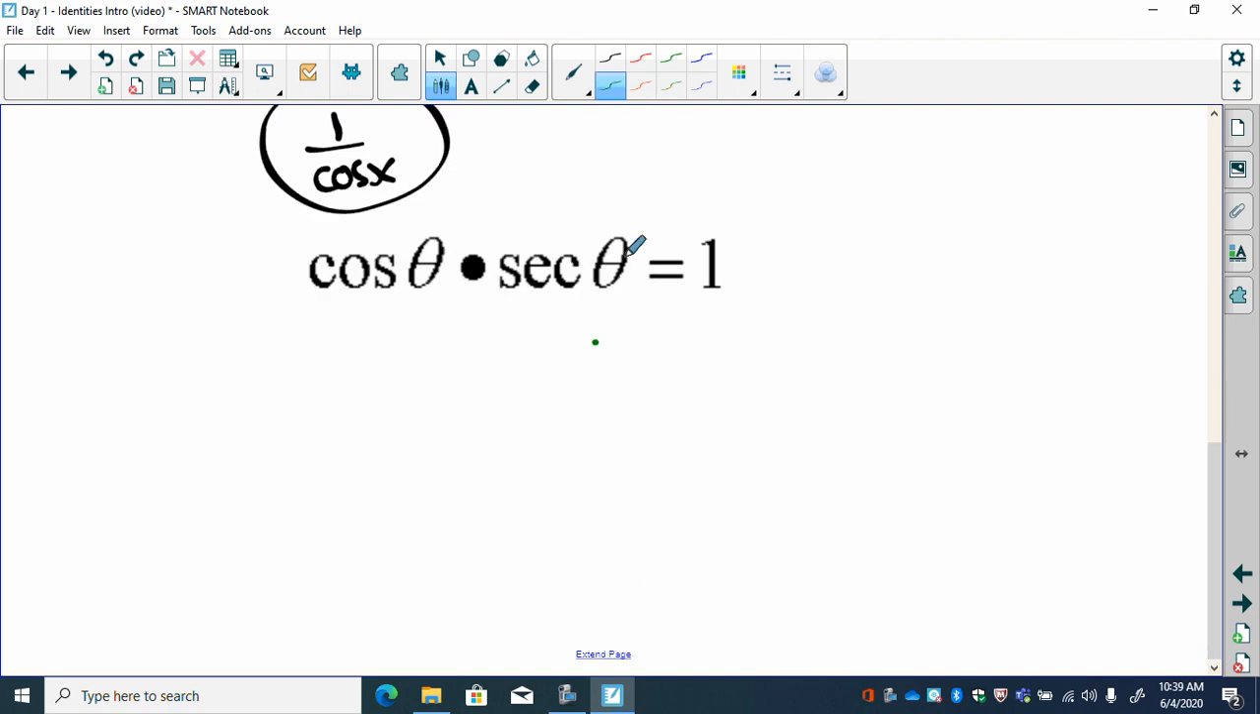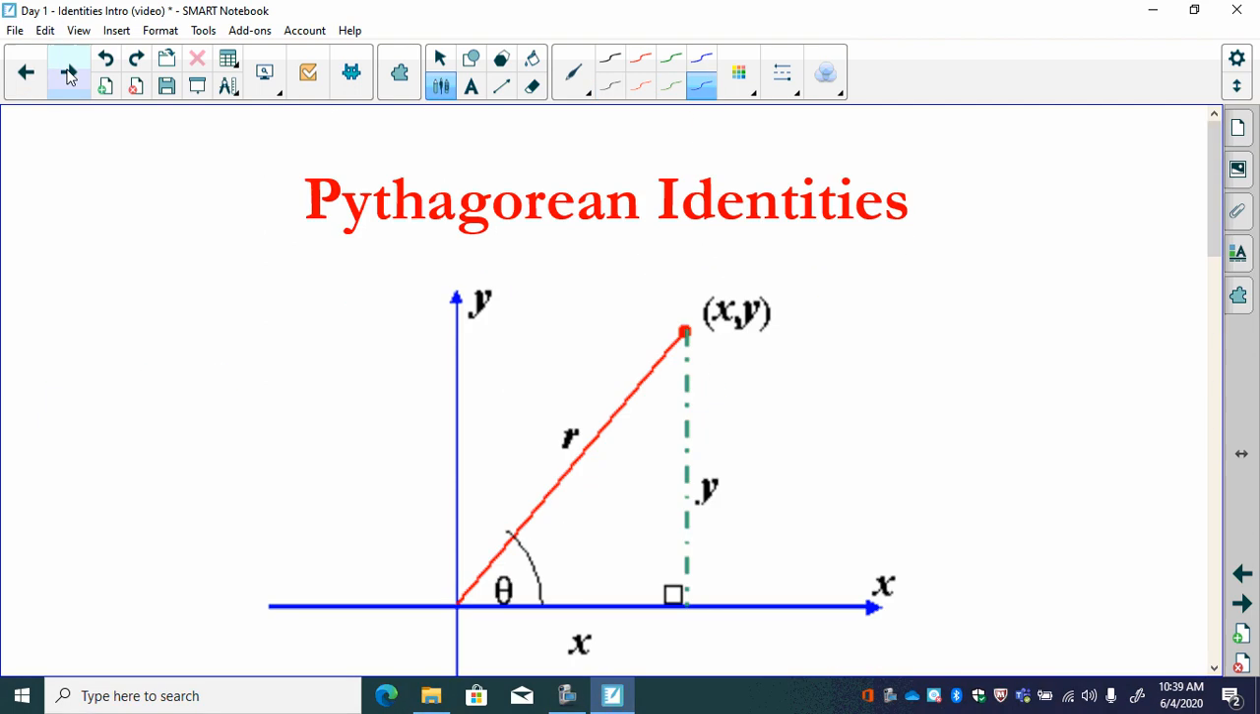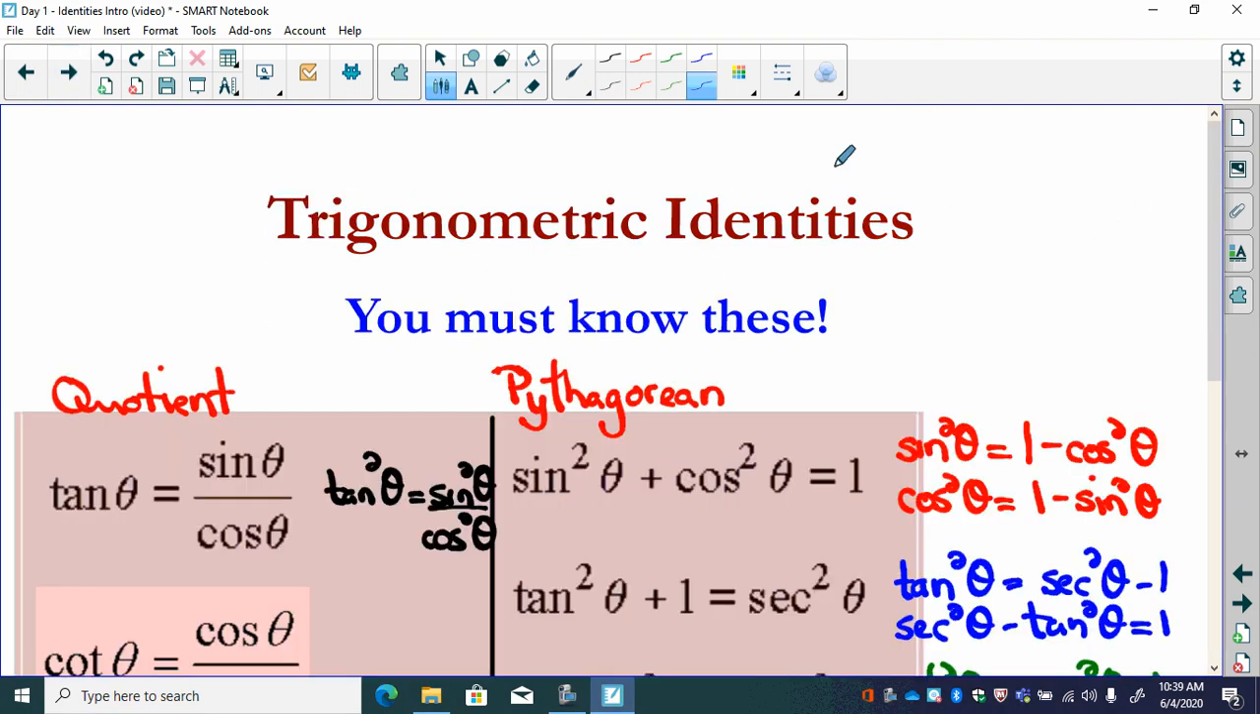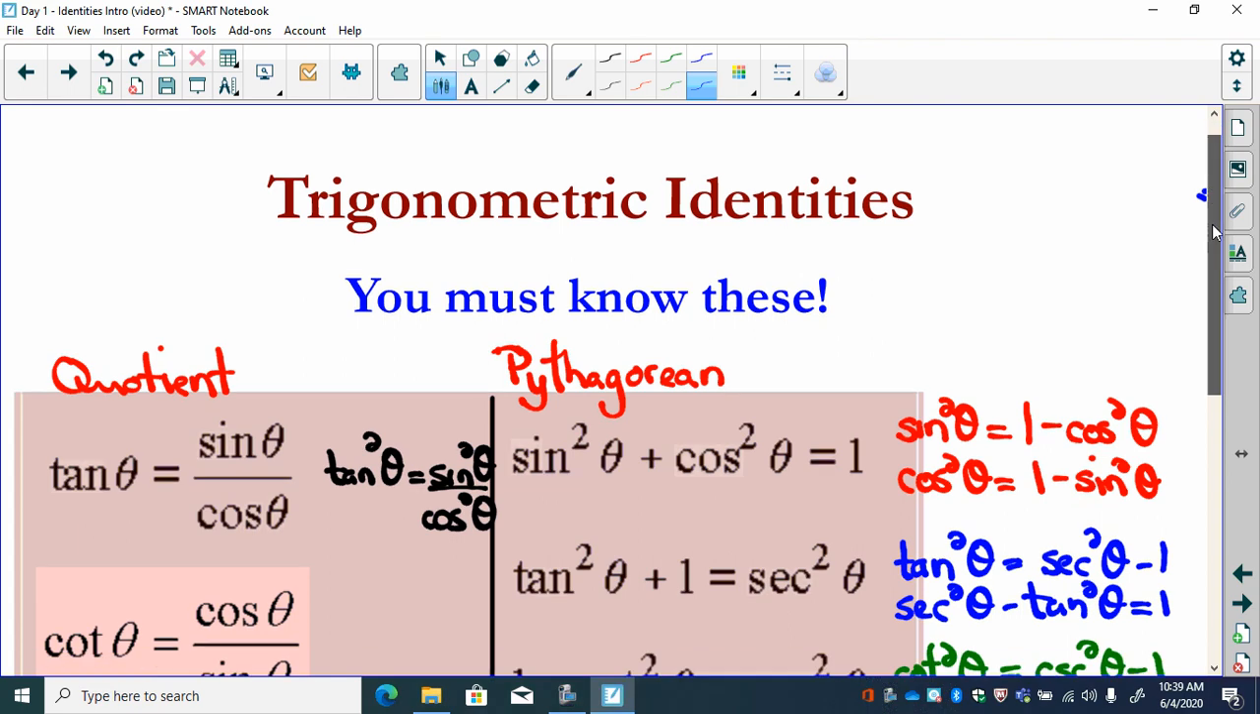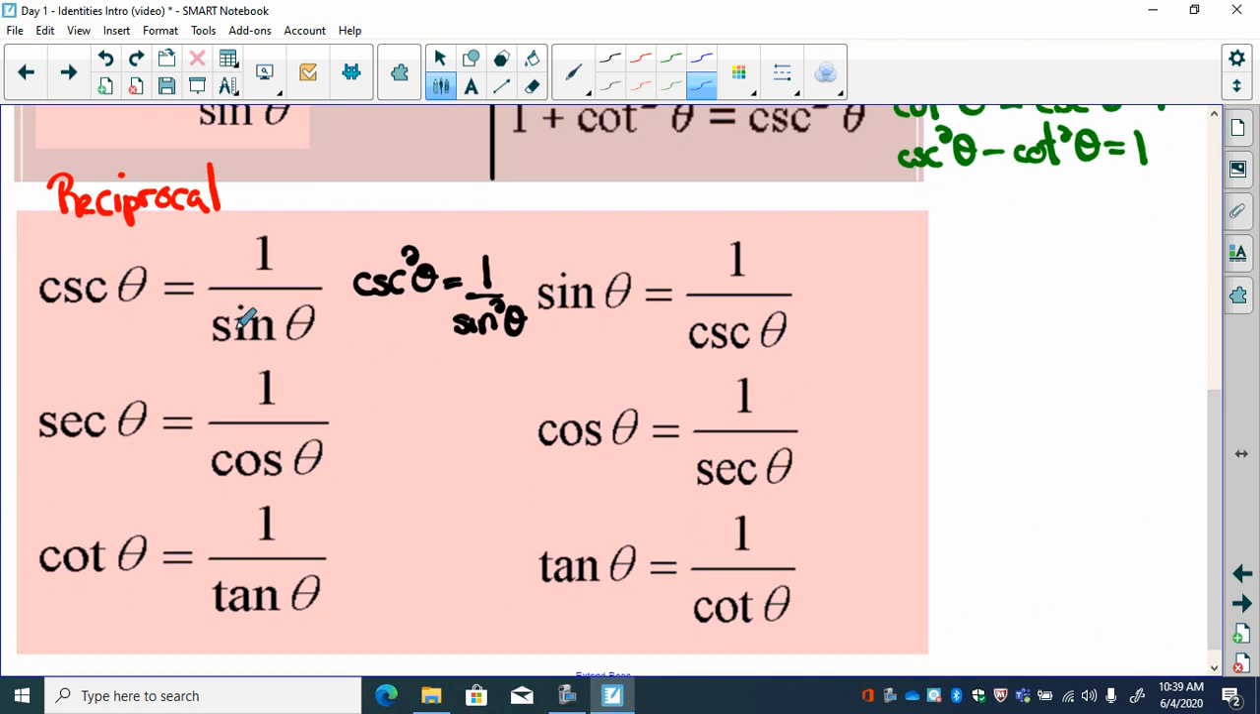Simple one here, okay? Cosine theta, secant theta, 1. All right, well, secant theta, that's the guy that I want to change. He's a bad guy, so to speak. I'll leave the cosine theta alone. I'm going to multiply by, well, secant theta, if I look back here at my rule sheet, secant theta is just 1 over cosine.